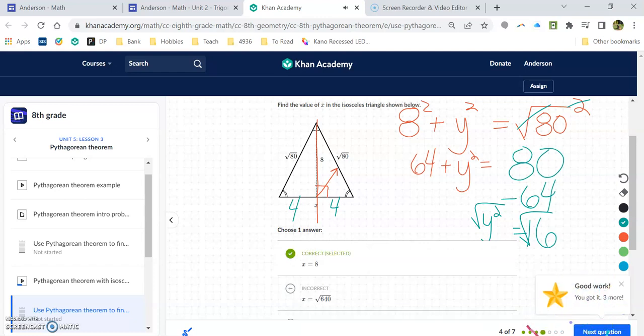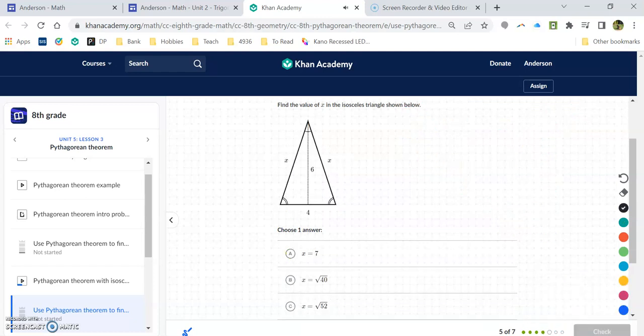Let's do the next one. Yeah, you guys can do this one. This is going to be 2. So 2 squared plus 6 squared equals, oops, I wrote that wrong. I'll set it up and let you guys do the actual math, the arithmetic. Equals x squared. I'll let you guys solve the rest of that one.